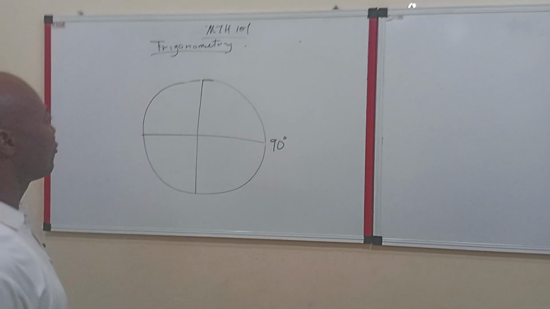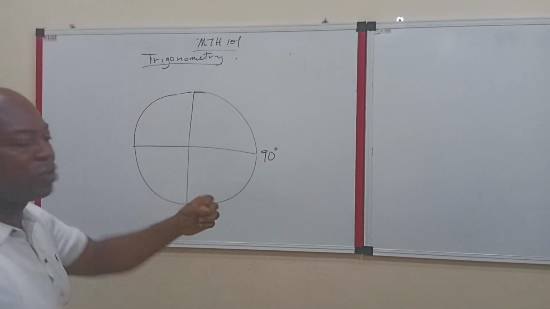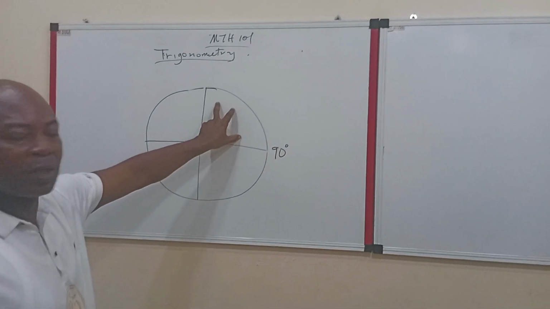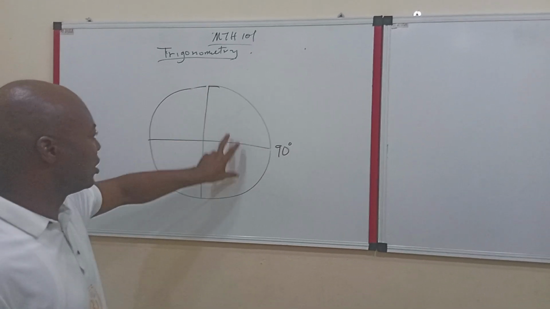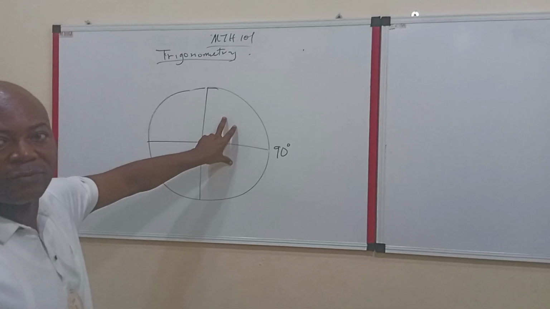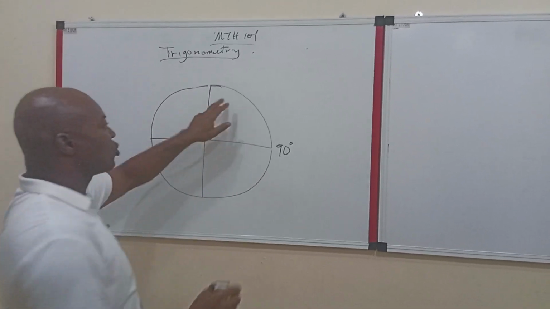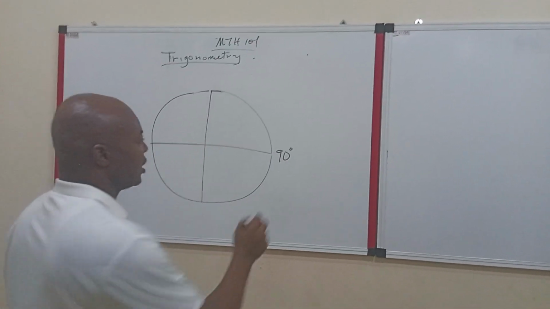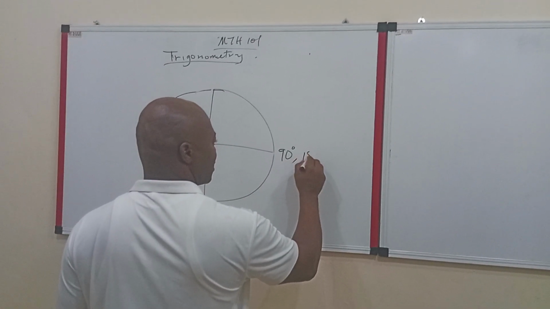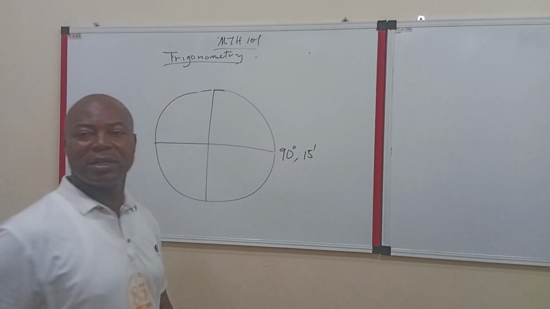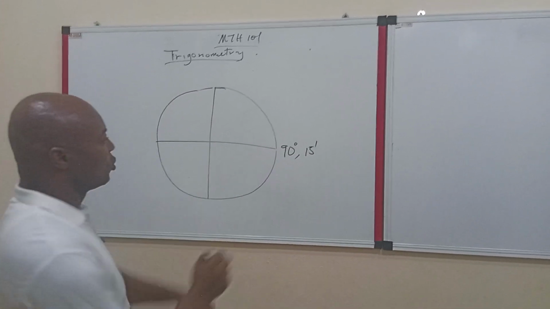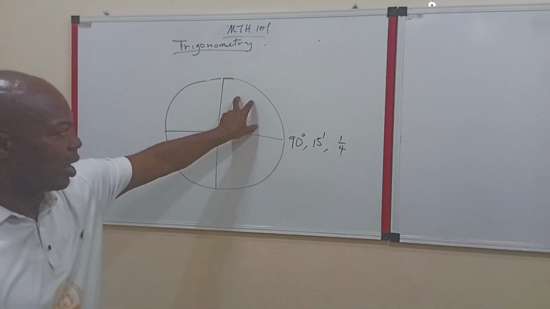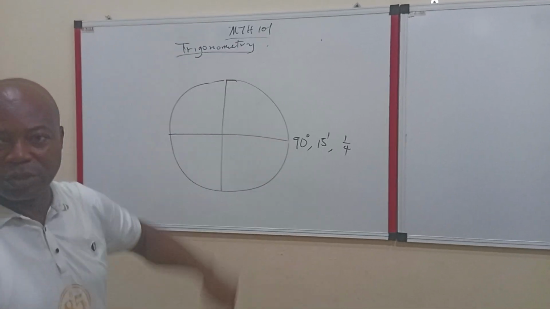Now, this part is 1/4 of the entire circle. The combination of these two will be half. You can also talk about it in terms of minutes. From here to here is 15 minutes. And you can also talk about it as 1 over 4, the movement from here to here.